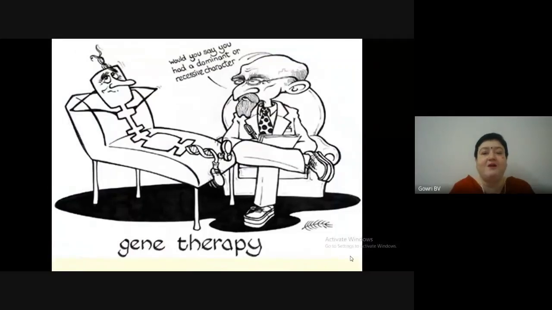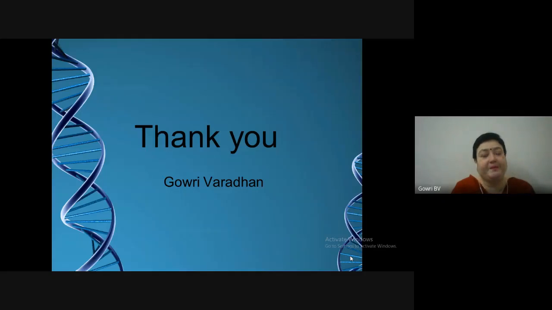So this is one comic slide that you have. A person is asked, would you say you had a dominant or recessive gene? Any doctor asks an individual about any disorders or diseases as part of history. Similarly, a doctor is questioning a patient whether you have a dominant or recessive character, whether your father's or your mother's, so that it is inherited by you. So the question is, how far are we going to use gene therapy to treat individuals? Thank you.